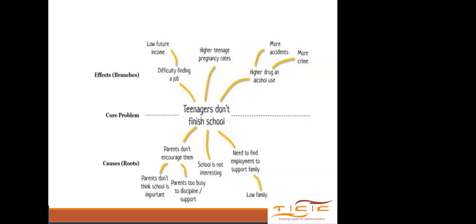Once you are done with the causes, go up into the branches and start linking all these effects. What are the effects of teenagers not finishing school? So then there's difficulty in finding jobs. Then what does that really lead to? Then there's high teenage pregnancy rate.